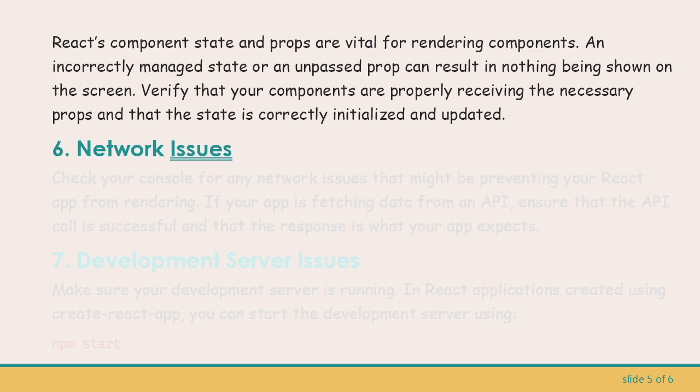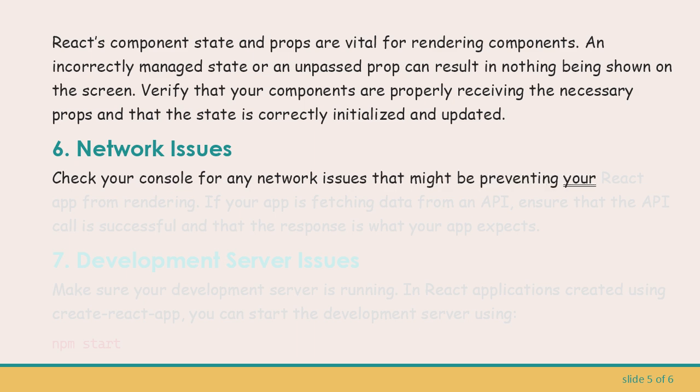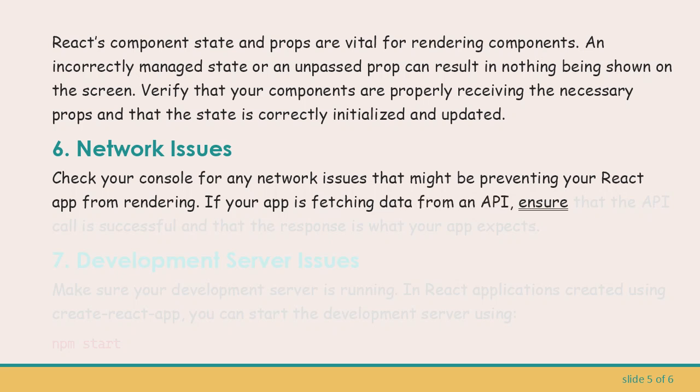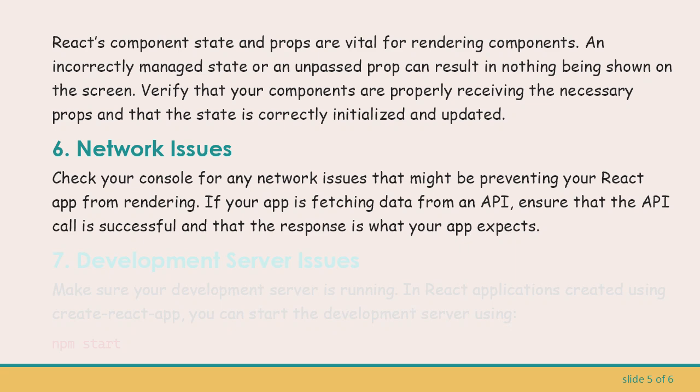6. Network issues. Check your console for any network issues that might be preventing your React app from rendering. If your app is fetching data from an API, ensure that the API call is successful and that the response is what your app expects.